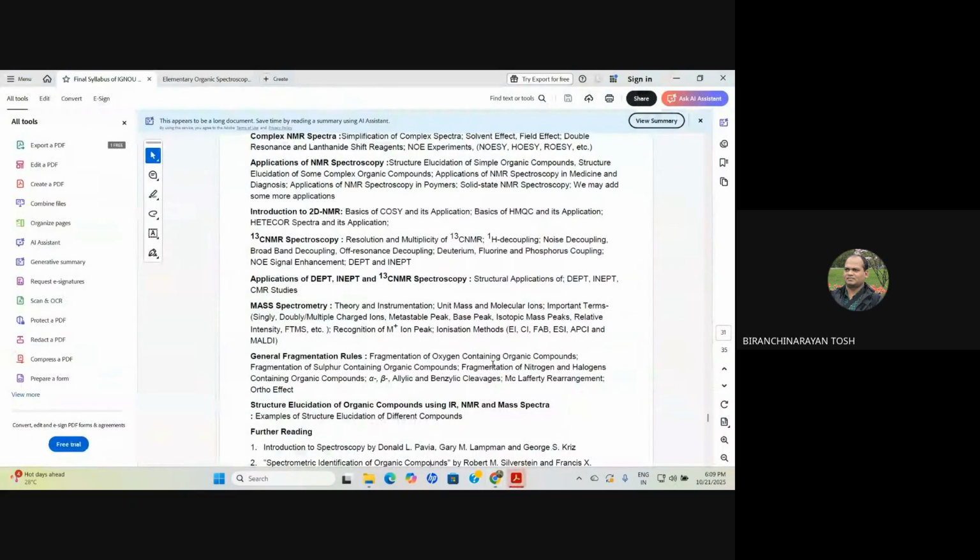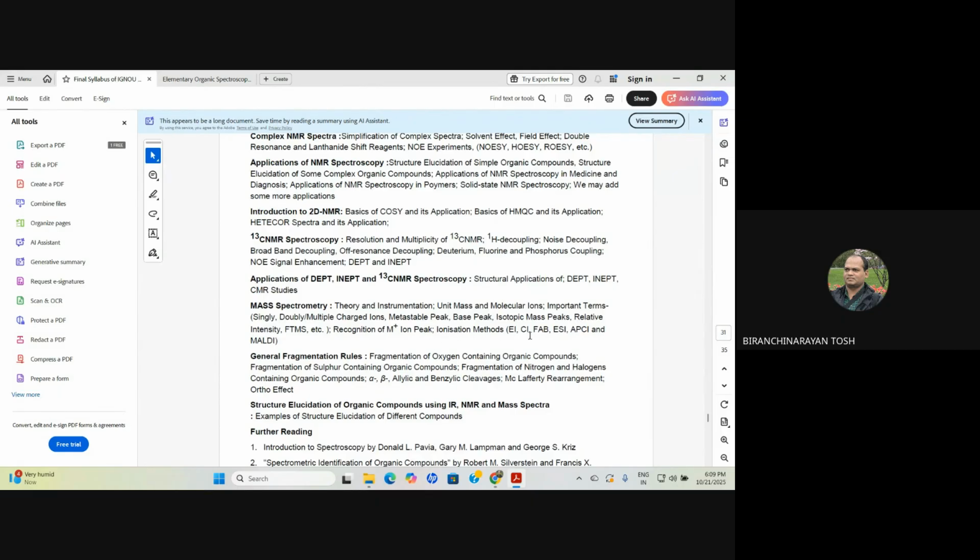Okay, good evening. So far as the syllabus is concerned, we'll start mass spectrometry. Theory and instrumentation, unit mass and molecular ions, important terms like singly, doubly, multiple charged ions, metastable peaks, base peak. And what is the difference between metastable and base peak? Are they same or different? Then isotopic mass peaks, relative intensity, recognition of M plus ion peak. That means the mother ion.